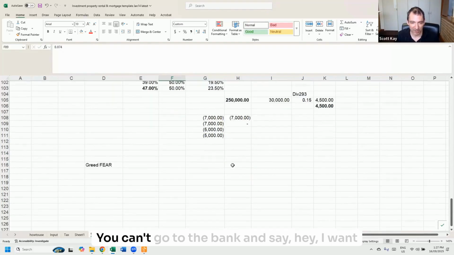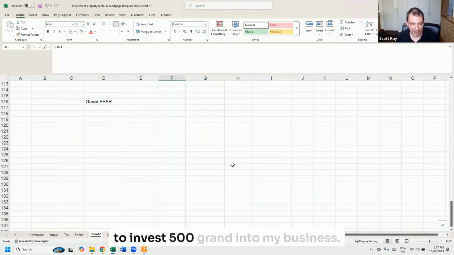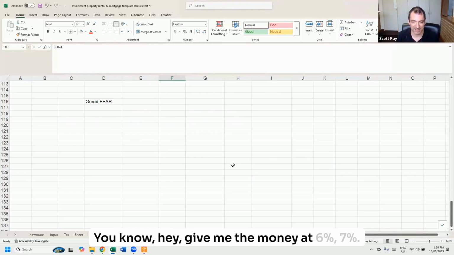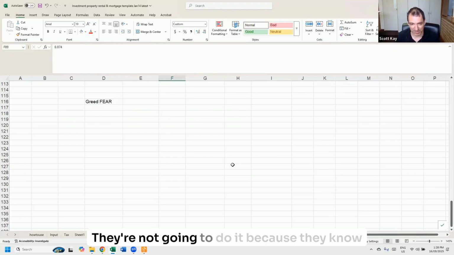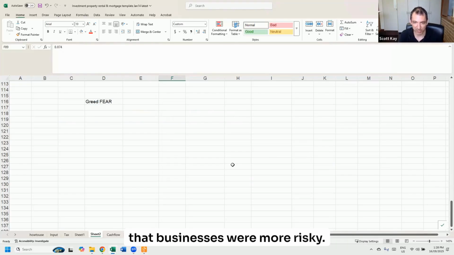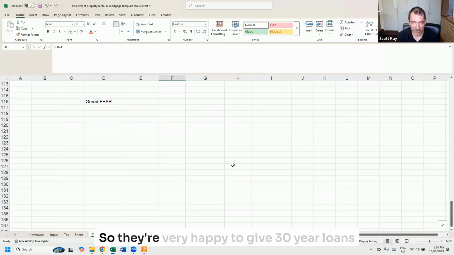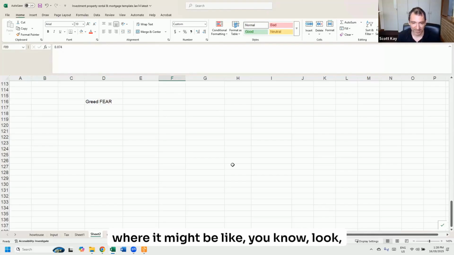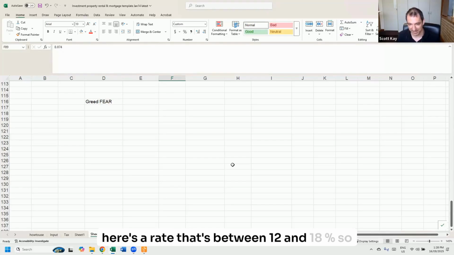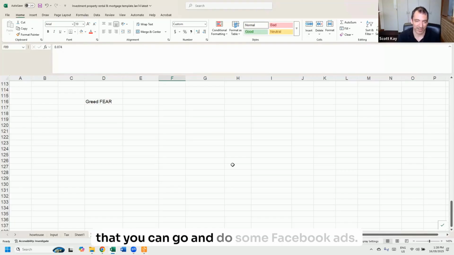You can't go to the bank and say, hey, I want to invest 500 grand into my business, give me the money at 6%, 7%. They're not going to do it because they know the business is more risky. But with property, the bank knows that if they need to sell the property, they'll be at least able to recoup their money. So they're very happy to give 30-year loans at very low rates, as opposed to business where it might be, look, either we're not going to do it, or here's a rate between 12 and 18%, so that you can go and do some Facebook ads.